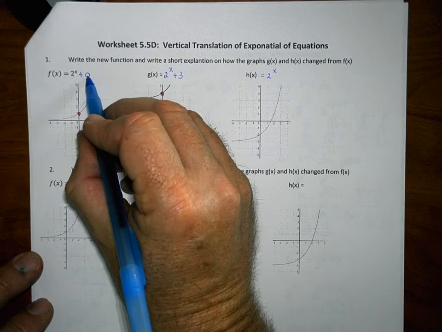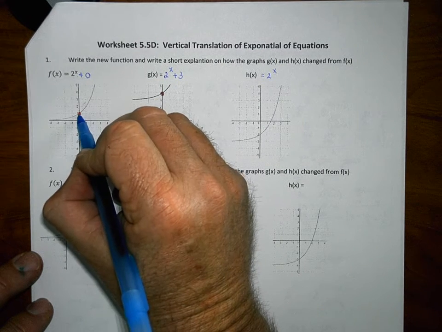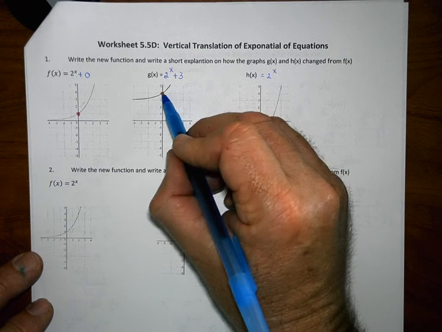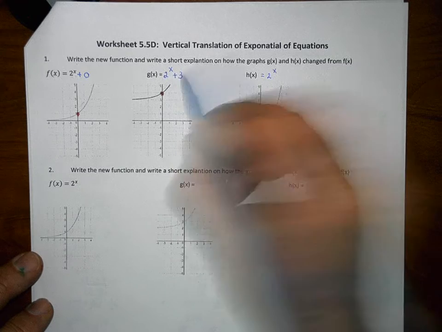Notice here we had a +0, my y-intercept was +1. That was 1 more than that. Here we have a +3, my y-intercept was +4. So we put a +3.